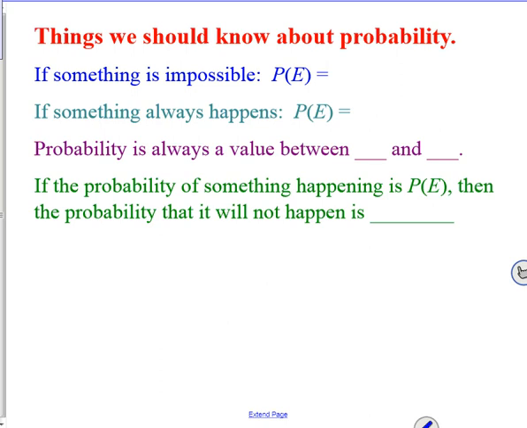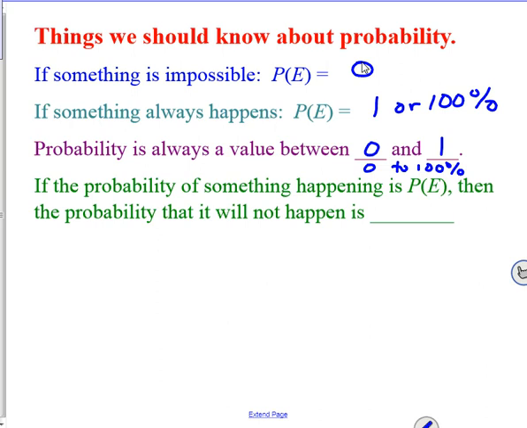If we look at this, if something is impossible, we have 0 chance. If something always happens, our probability is 1 or 100%. So a probability as a decimal is always between 0 and 1. As a percent, it is 0 to 100%.